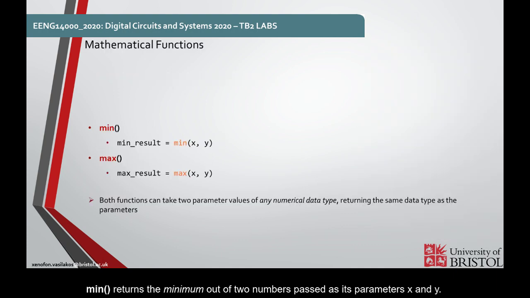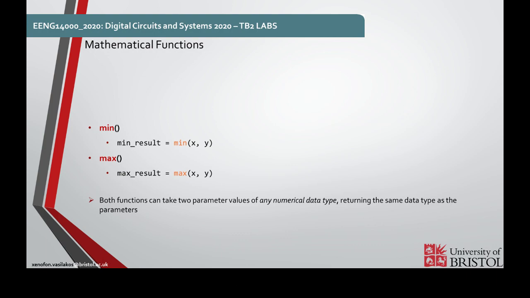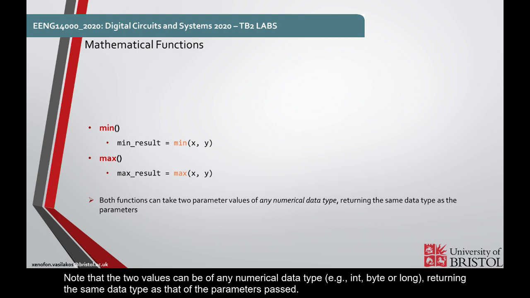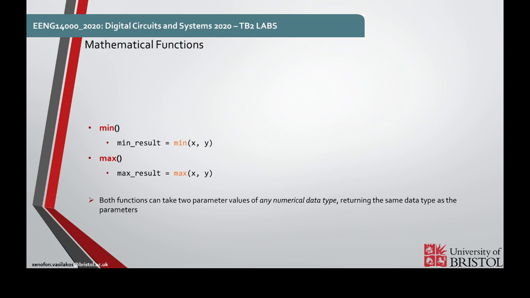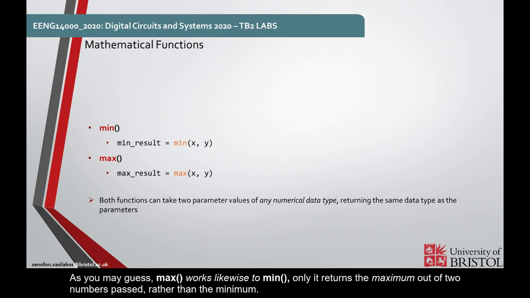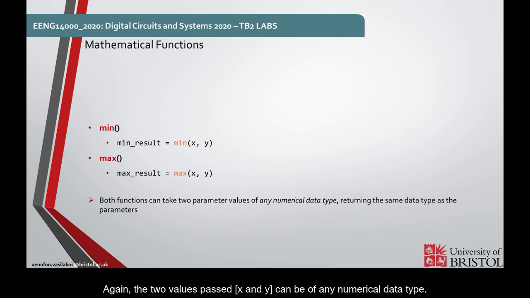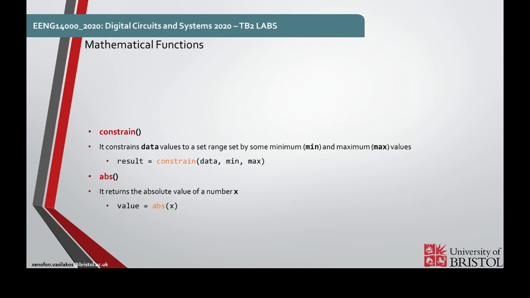Min returns the minimum out of two numbers passed as its parameters x and y. Note that the two values can be of any numerical type, for example, int, byte, or long, returning the same data type as that of the parameters passed. As you may guess, max works likewise to min, only it returns the maximum out of two numbers passed rather than the minimum. Again, the two values passed can be of any numerical data type.